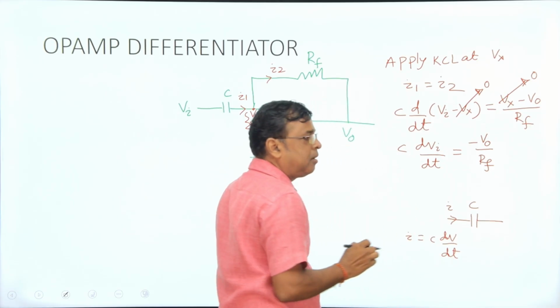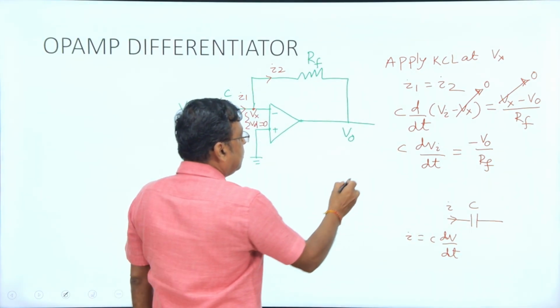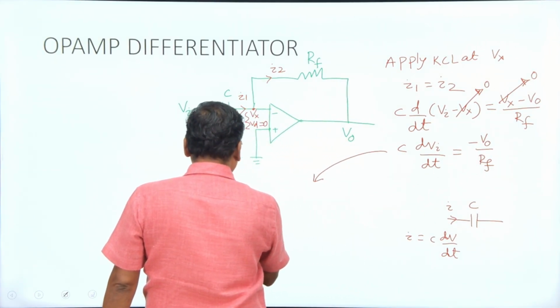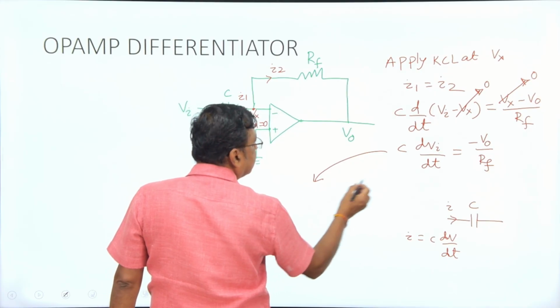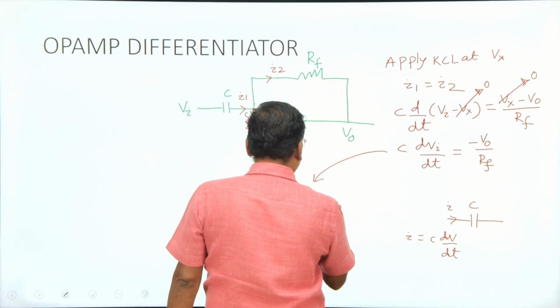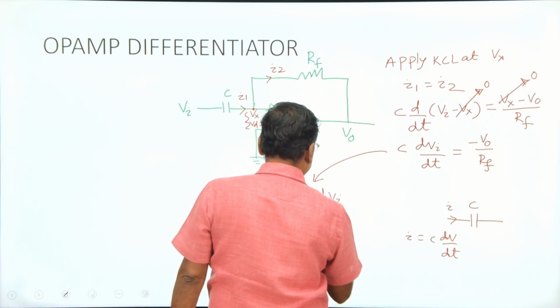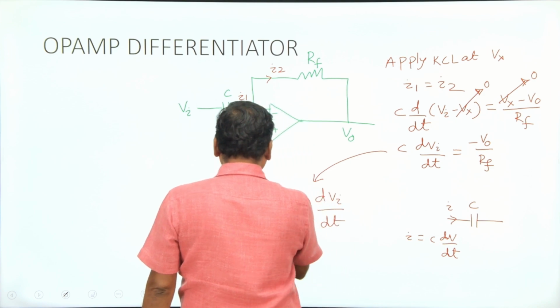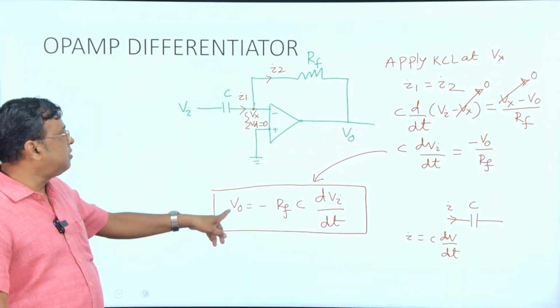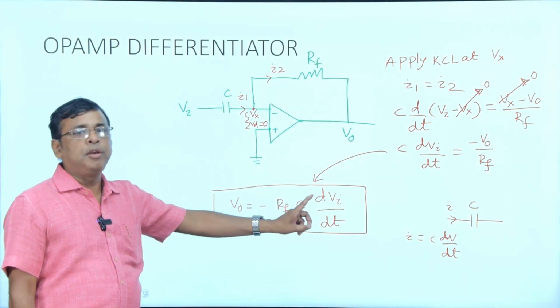From this expression, you will find out your V0. So V0 equals minus Rf into C into dVi by dt. What does it mean? The output voltage is the negative of the differential of the input voltage.